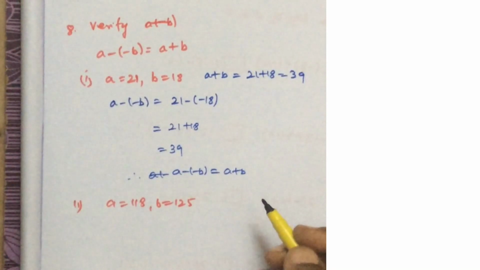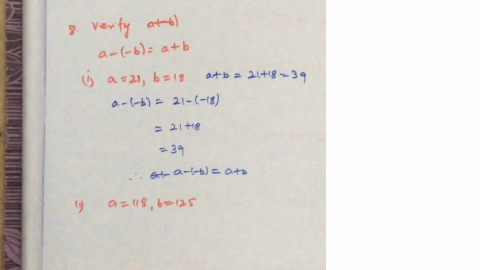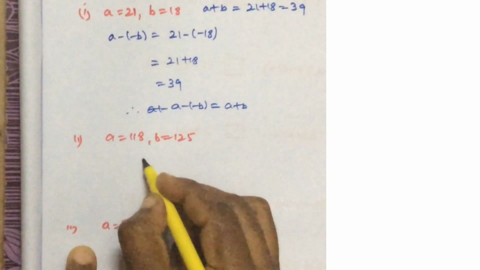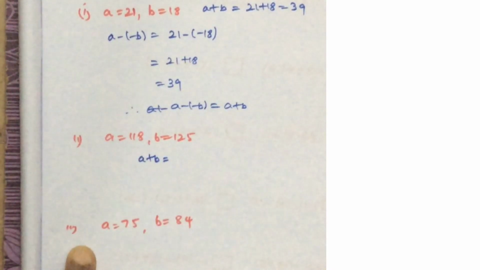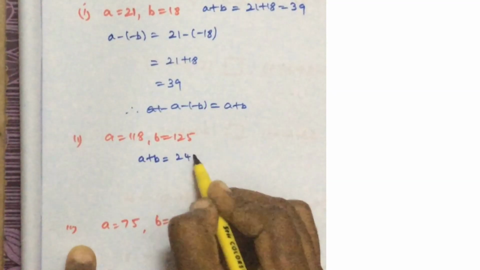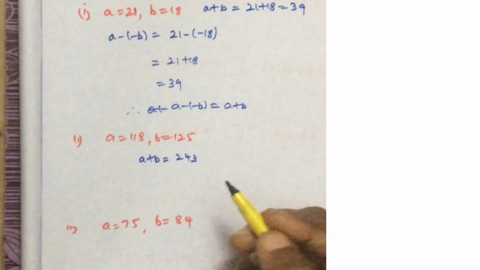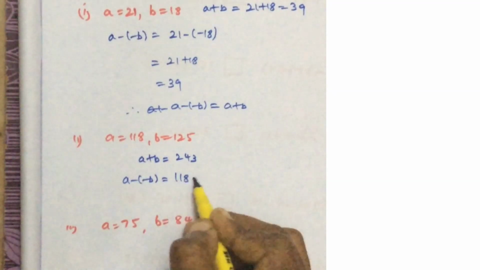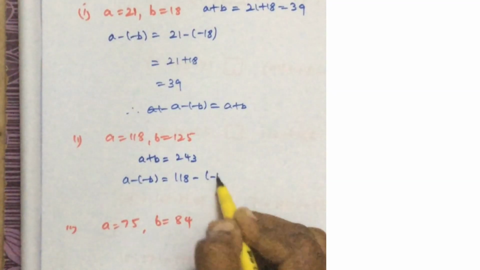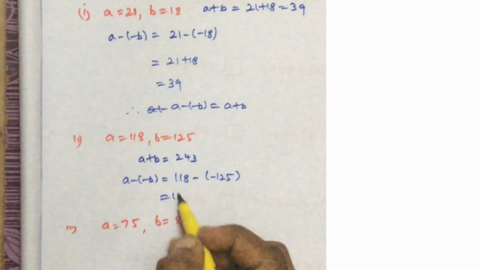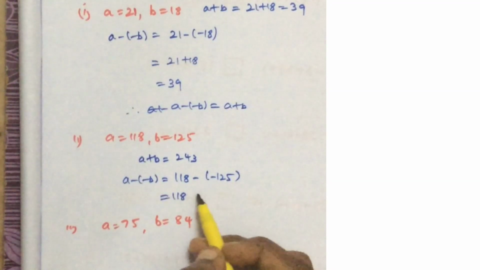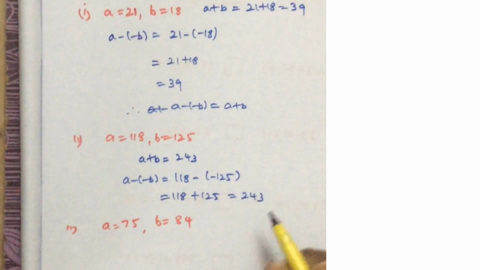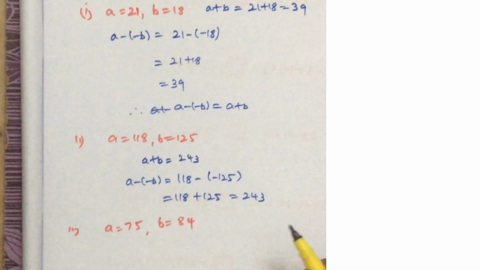Okay. The next is a is 118 and b is 125. So a plus b equal to 243. So a minus of minus b equal to 118 minus of minus 125, that is equal to 118 plus 125, that is also 243, which is same as a plus b.